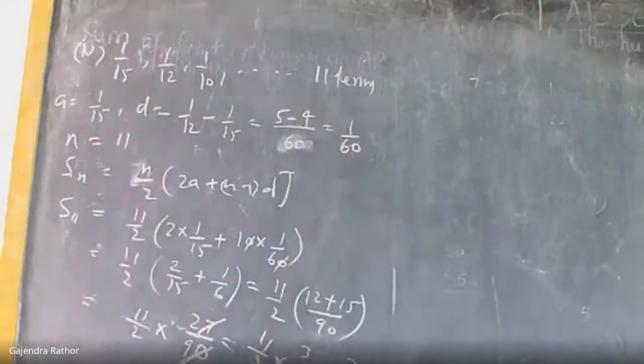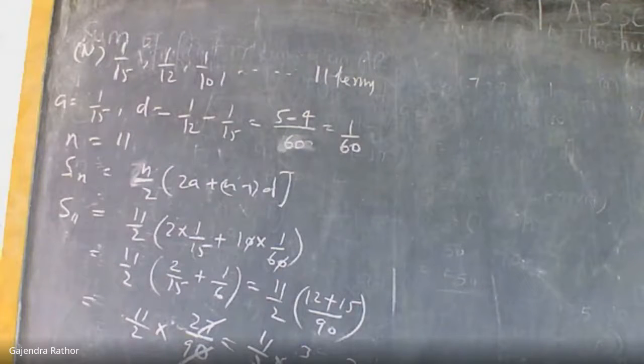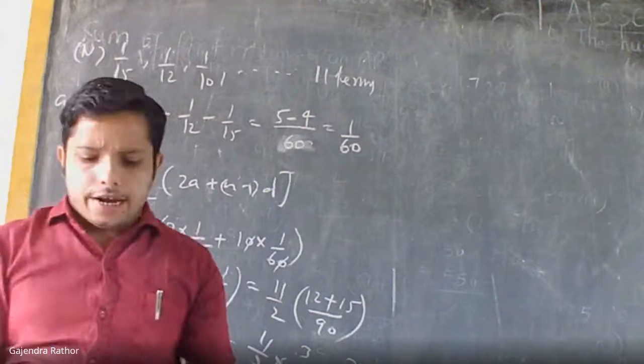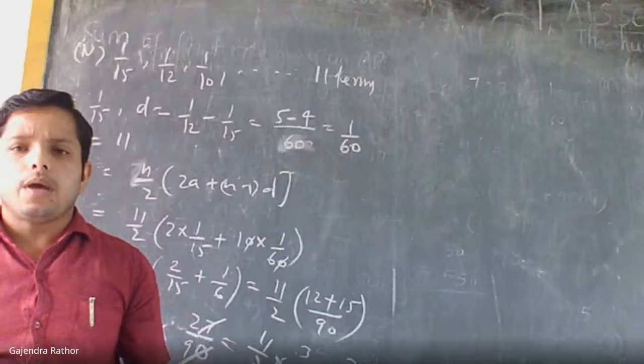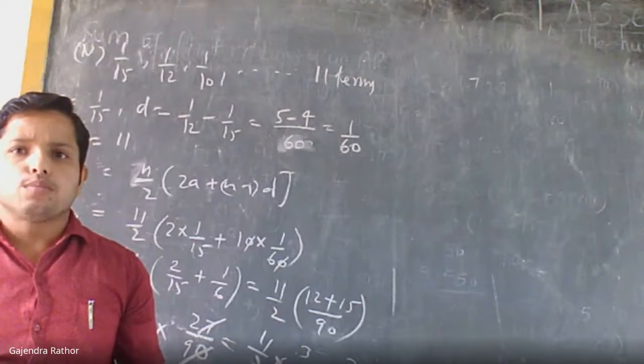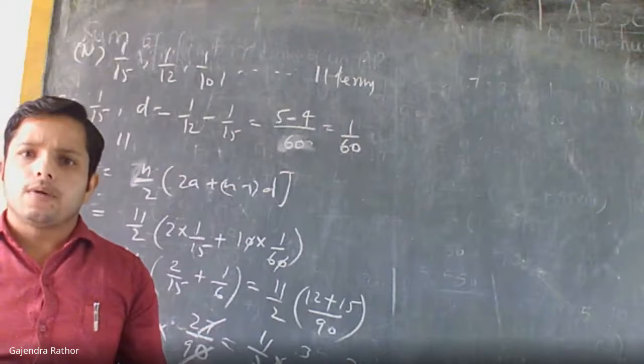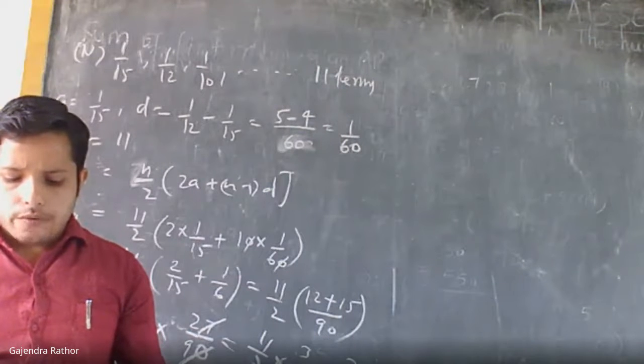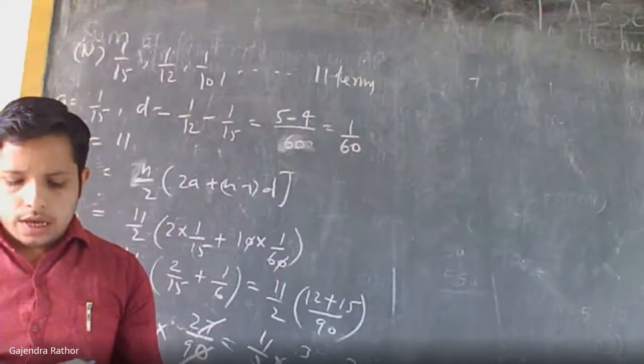Now we come to the second question. In the second question, some APs are given, but the value of n is not given. In spite of this, the nth term is given. So based on this, we should calculate the Sn.